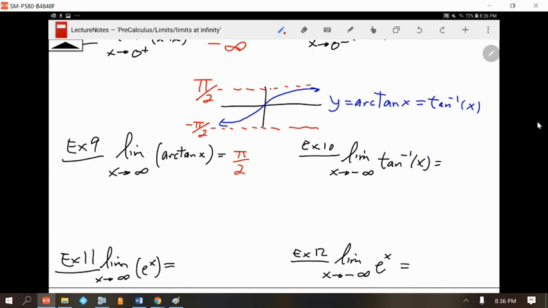But what is the limit as x approaches negative infinity, right? As x gets smaller and smaller and smaller, as x goes to negative infinity, this is negative pi over 2. Okay, so questions 9 and 10.